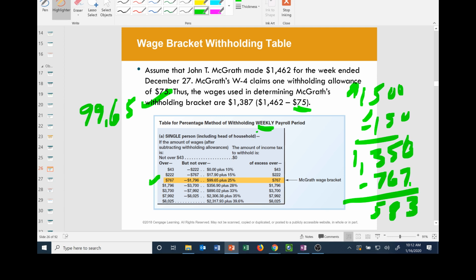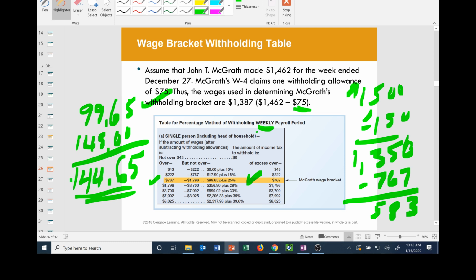Yes. All right, now multiply that 583 times what rate? 25%. So what is 583 times 25%? $145.75. And you add that to the 99.65, and that's your taxes to be withheld. 144.65. Whoa, 200. All right, I didn't put the 75 cents, did I?